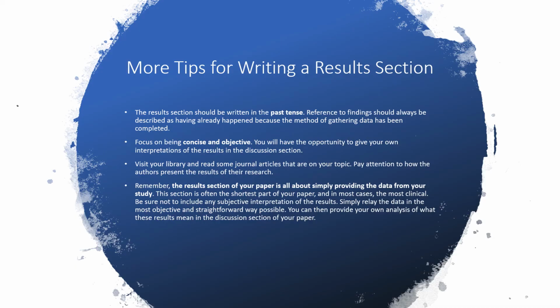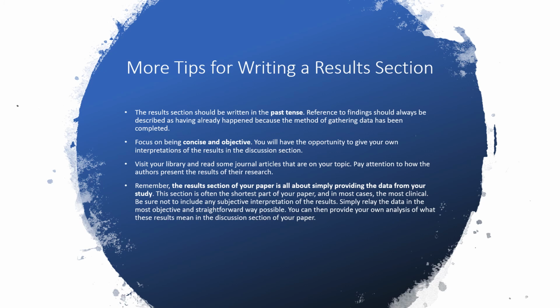So here's a couple more tips for writing a results section. The results section should be written in the past tense. It's something that's already done. These are my findings. This is what we found, in past tense. Focus on being concise and objective. Get to the point. Don't make it all flowery. Say, this is what we found. This is what it looks like. This is what it is. Not this is what it means.